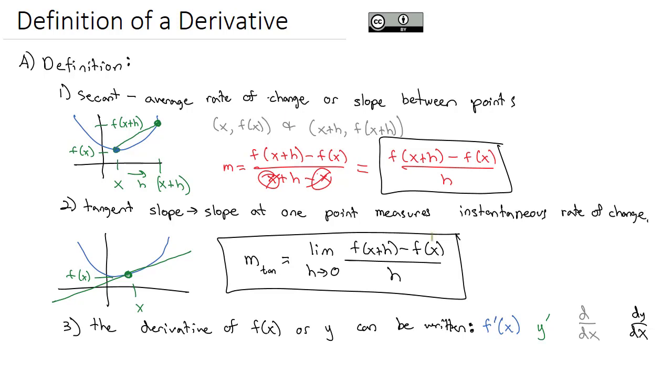They all mean that we want to calculate the limit as h goes to 0 of f of x plus h minus f of x, all over h. That's the theory behind what we're doing. Our next video is going to actually look at calculating derivatives.